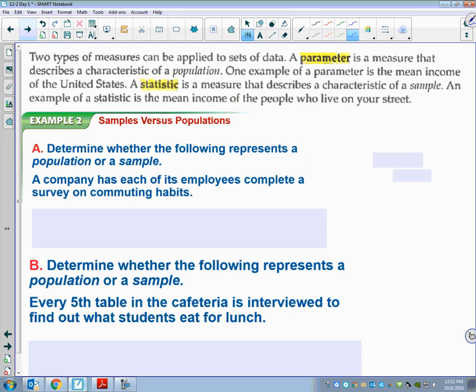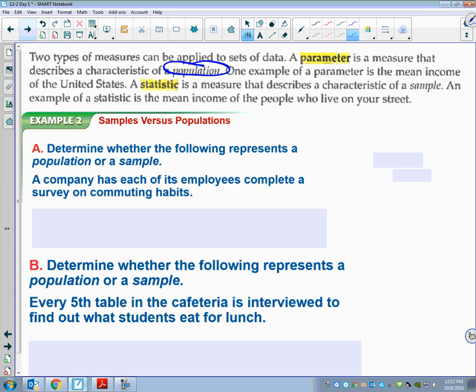A statistic is a measure that describes a characteristic of a sample. An example of a statistic is the mean of income of the people who live on your street. So parameter is when we're talking about an entire population. So if you say the parameter of this is whatever, you're talking about an entire population.